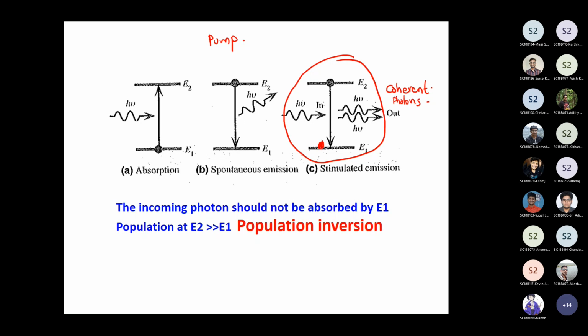Optical pumping can also be used, where you have photons which cause this electron to go to this level. If a photon causes this electron to go to the excited state, you call it optical pumping. So optical pumping versus electrical pumping.